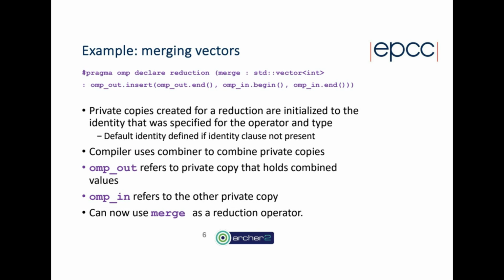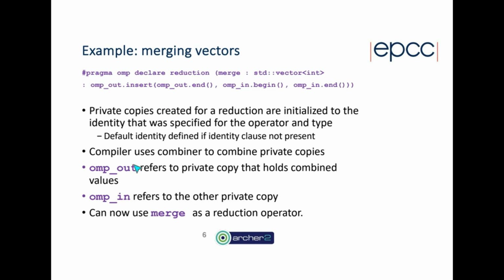Okay, so here's an example of how to write a reduction operator that will merge or concatenate vectors from the STL in C++. What you can do is declare your reduction. I'm going to call it merge. Let me get my pointer. Okay, so I'm going to give it the name merge. The type that it applies to is std::vector specialized on ints. And then I give the expression that says how to combine two things of this type.